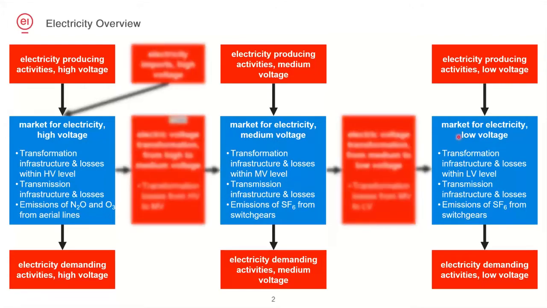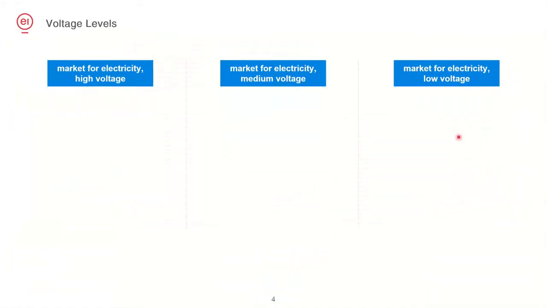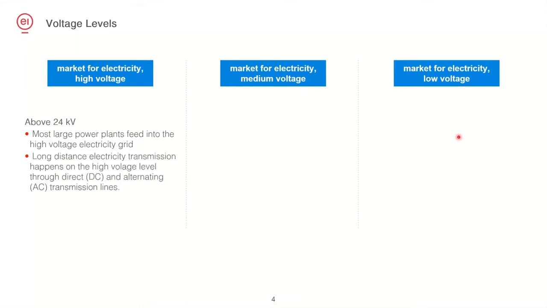I will start with the voltage levels and the markets. So we have three different voltage levels that we call high, medium, and low voltage. The high voltage level is defined as electricity with a voltage of above 24 kilovolts. We have most of our large electricity producing power plants that feed into this level of the grid. There is the long distance electricity transmission that happens on this voltage level. And we have losses that occur during transformation and transmission.